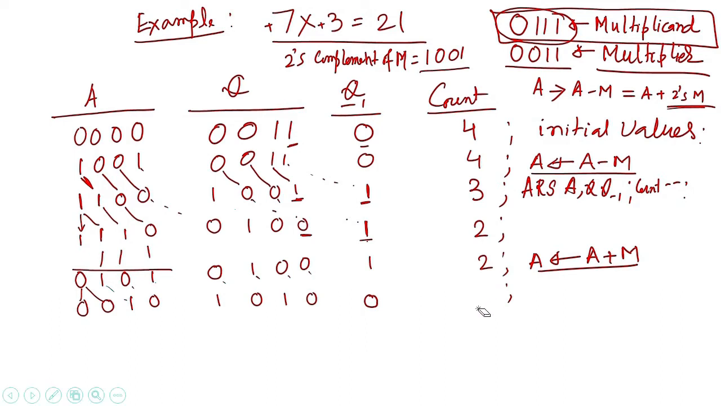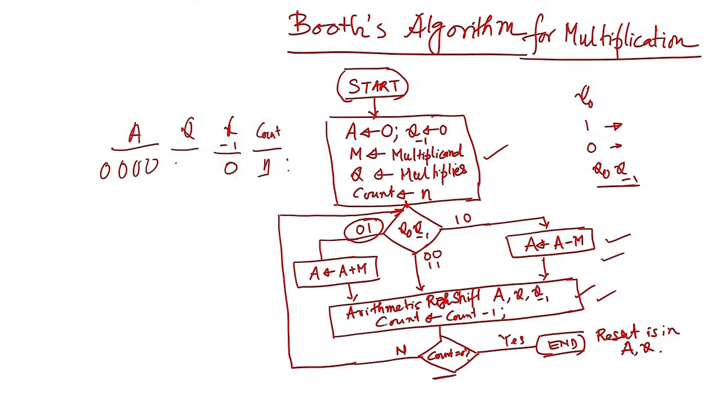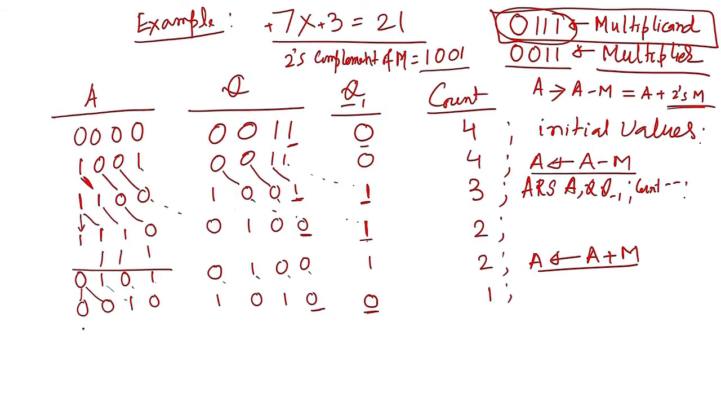This will be reduced to 1. Still it is not 0. So, what is the value? This is 0, this is 0. If it is 0 0, what should we do? If it is 0 0, then we have to do only the arithmetic right shift and reduce the counter value by 1. So, we should arithmetic right shift.